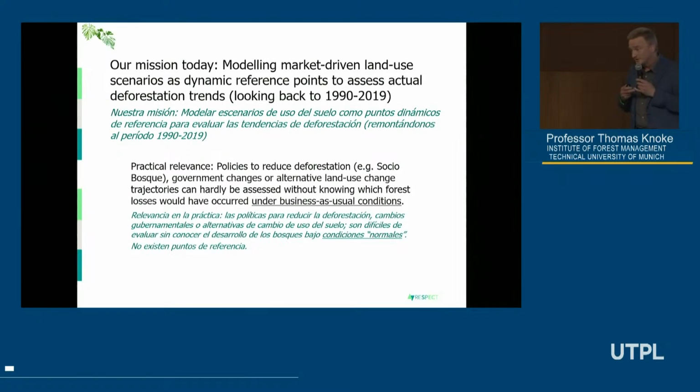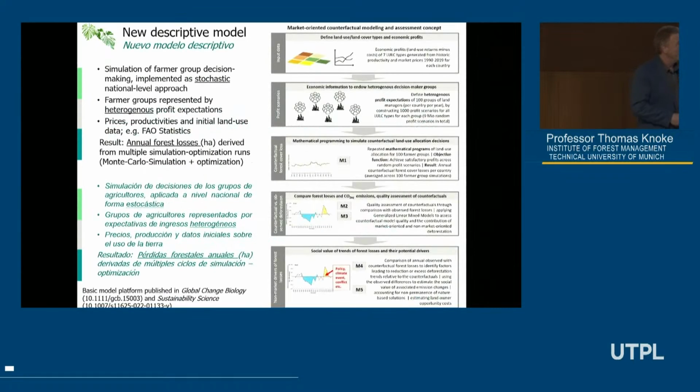Of course, we will also need this to develop future land use scenarios, but also looking back, we can see whether it was possible at all to control deforestation a little bit, or whether we have to be desperate about this topic, that deforestation can never be stopped. So policies or governmental changes can be evaluated when I compare this business as usual with the observed deforestation. That is what we will look into a bit more in detail.